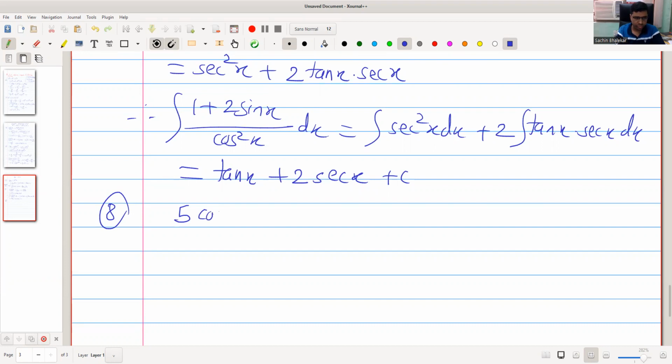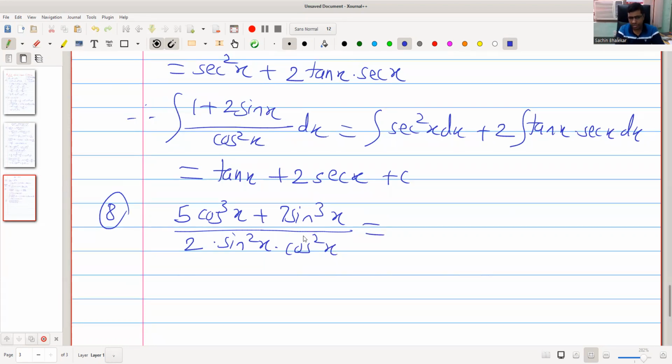Next is 5 cos cubed x plus 7 sine cubed x divided by 2 times sine squared x into cos squared x. Okay, so same strategy.